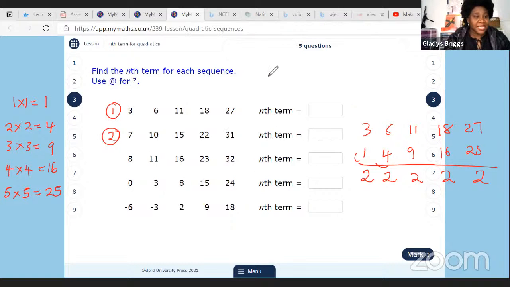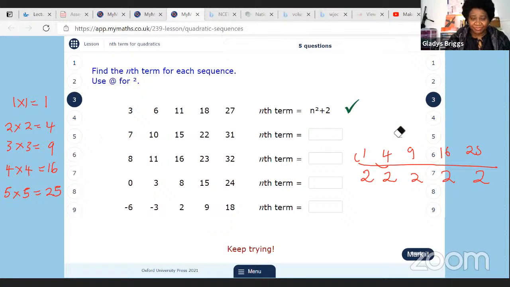So this one looks like it's going to be n squared plus 2. Let's check. Okay, because it's 2 here. It's going to be n squared plus 2. Let's see who is in the chat. That's okay. Right. How about question 2? Who wants to have a go at question 2?